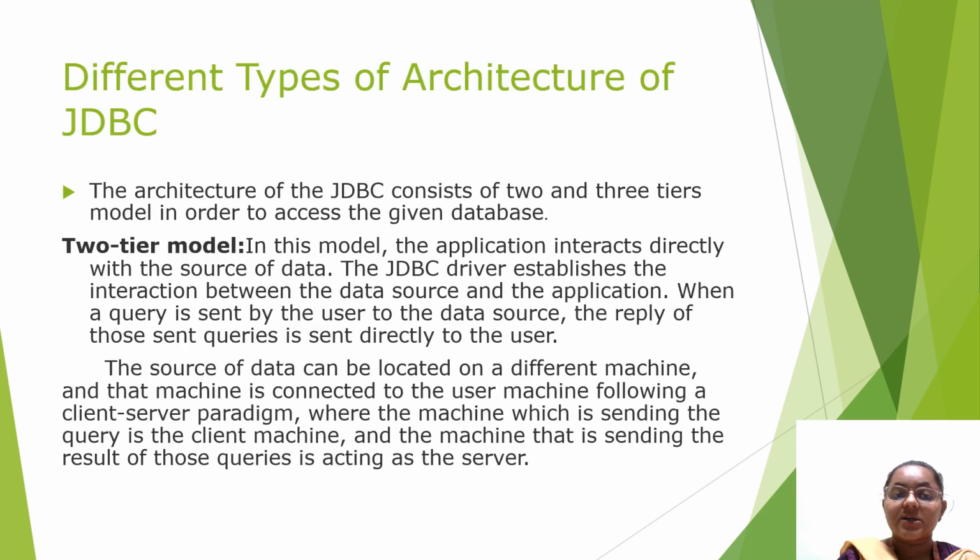Different types of architectures of JDBC. There are mainly two types of architectures, two-tier and three-tier. The architecture of JDBC consists of two and three tier models in order to access the given database. Two-tier model. In this model, the application interacts directly with the source of the data. The JDBC drivers establish the interaction between the data source and the application.